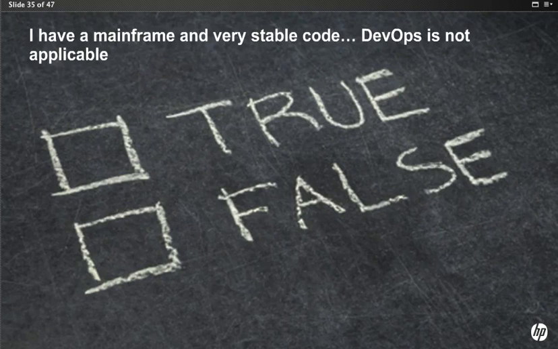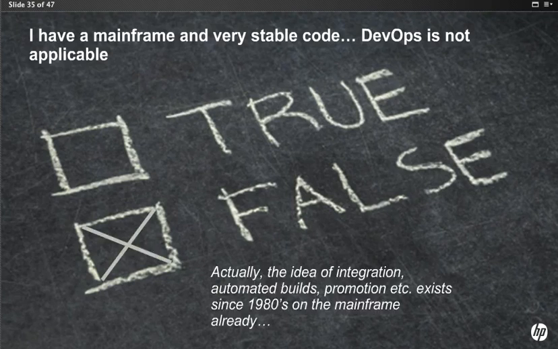The second one, which I heard very often: I have a mainframe and very stable code, therefore DevOps is not applicable in my case. Okay, but if we look at history, the mechanism to automate builds or promote new builds to the next stage has been there since the 80s. Therefore it's also applicable to mainframe. As we said in the first slides, DevOps is about automating everything that is possible. So why not automate the tasks that belong to mainframe?